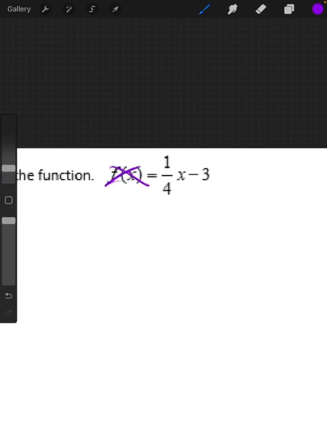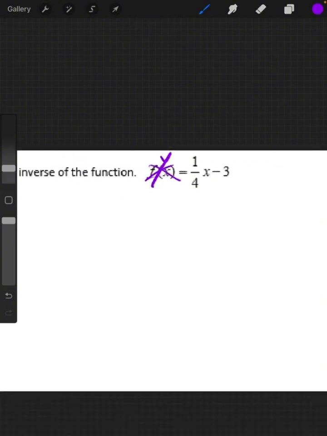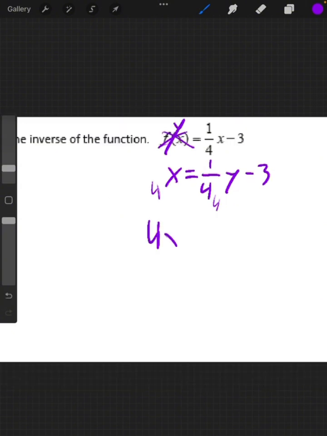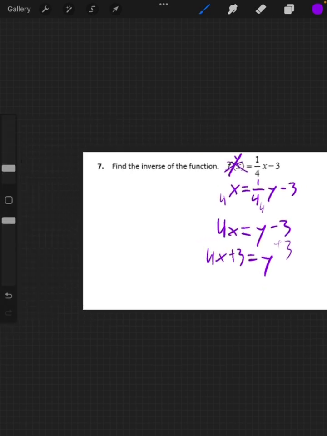So we know that f of x is y. So in order to find the inverse, what we can do is swap the places of the x and the y. And we have to try to get y by itself again. We multiply each side by 4. So we got 4x equals y minus 3. Then we add 3. 4x plus 3 equals y. That's our inverse. You can write it like that to make it easier to understand. But yeah, that's our inverse. And that's it. Bye.